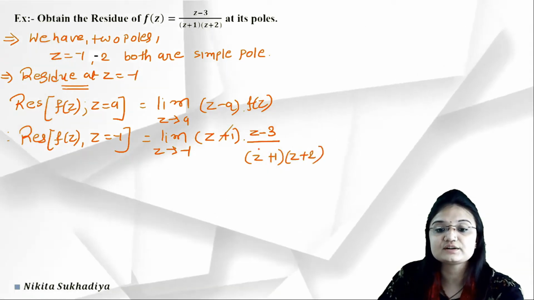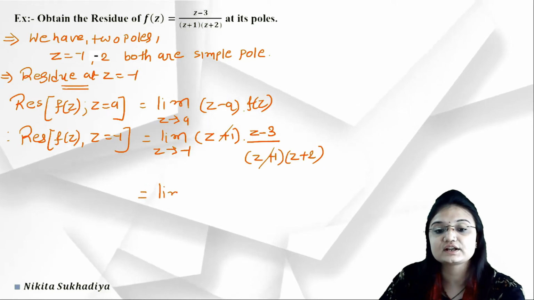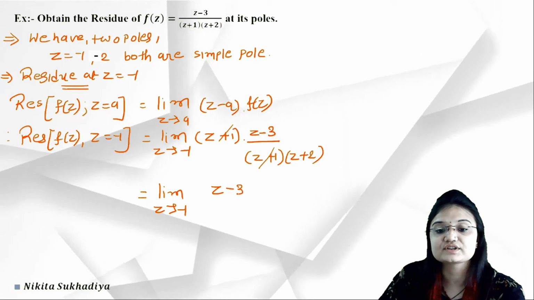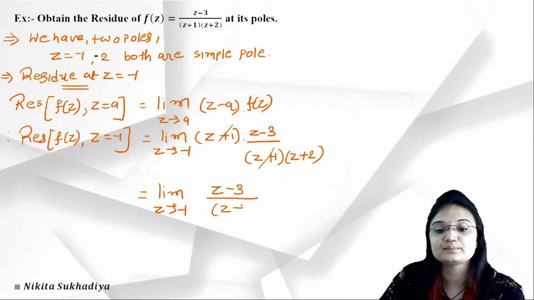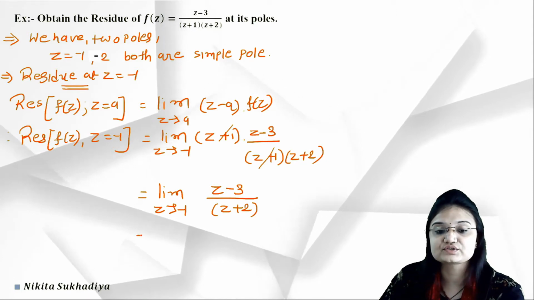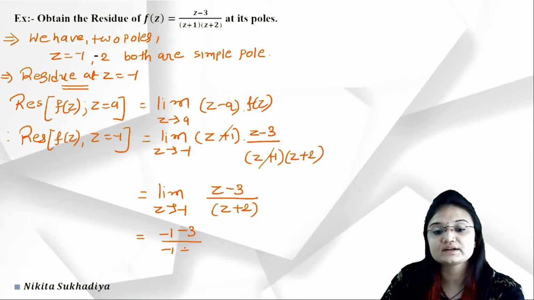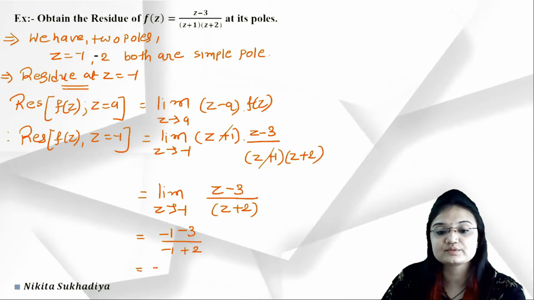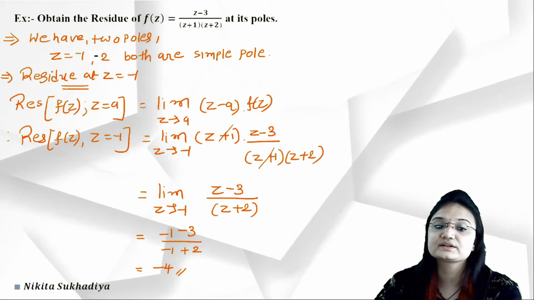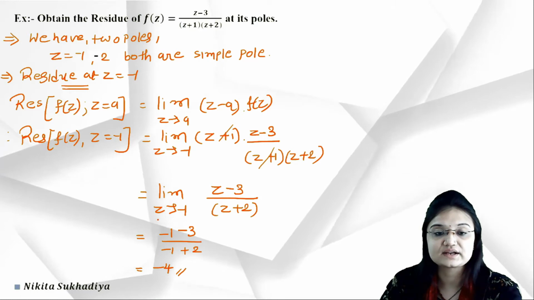Okay, so this z plus 1 and z plus 1 cancel out. So we will get limit z tends to minus 1 of z minus 3 upon z plus 2. Now put z is equal to minus 1. So we will get minus 1 minus 3 upon minus 1 plus 2. So this will become minus 4, the answer. So the residue at the simple pole z is equal to minus 1 is minus 4.